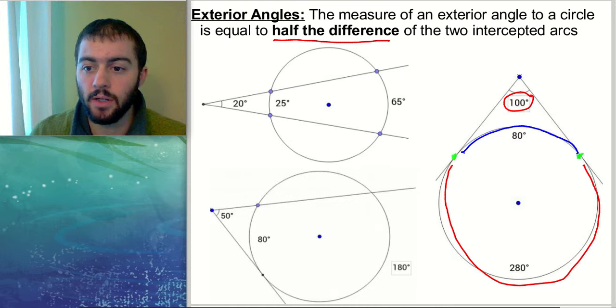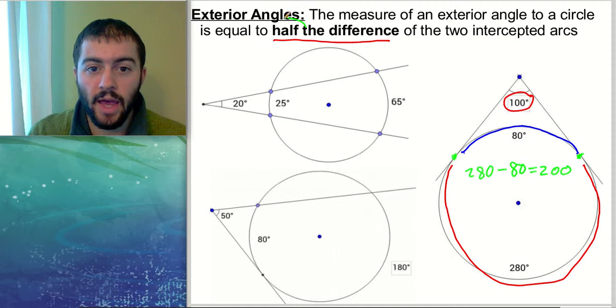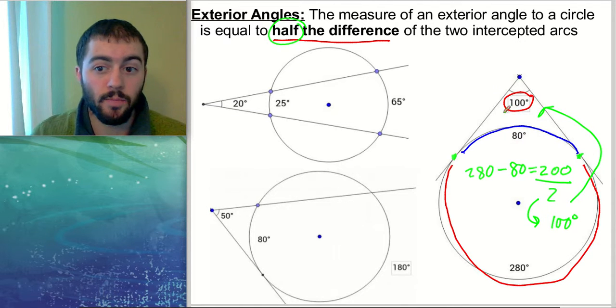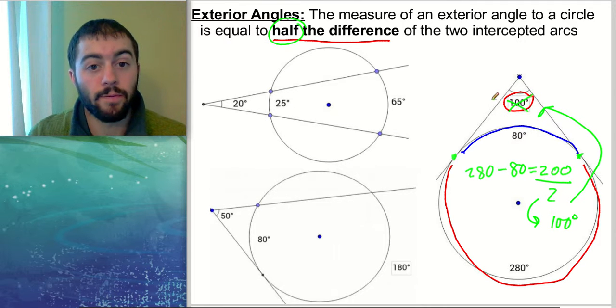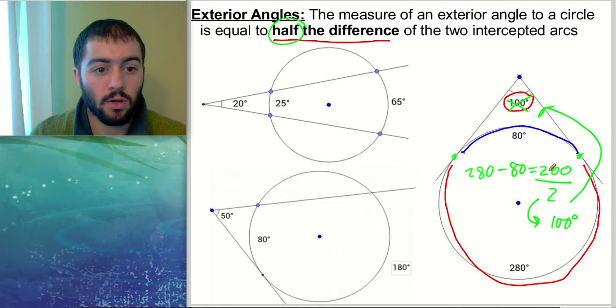We can try this out and confirm that this is correct. If we do 280 degrees minus 80, that gives us 200, and then we want to take half of that difference. If we divide that by 2, that gives us 100 degrees, which matches up with what we were given here. So if we didn't have this angle, we could find it using the rule for exterior angles. We could take half the difference of these arcs. Again, 280 minus 80 gave us 200. Divide by 2 to take half of it, that gave us 100 degrees, which matches up with what we had here.